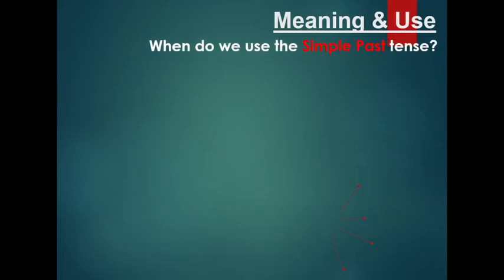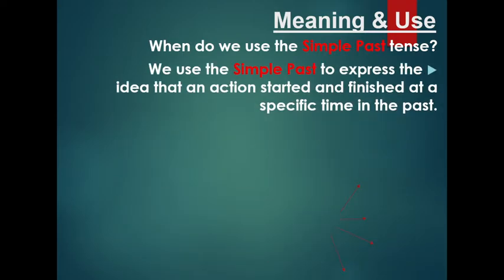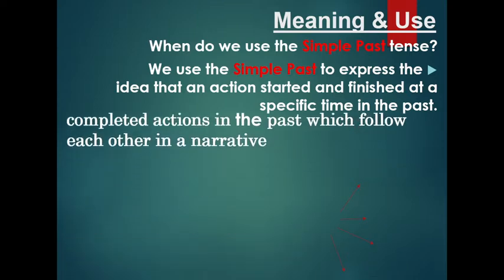When do we use the past simple tense? When do we use it, okay? This is our question. The answer is we use the simple past tense to express the idea that an action started and finished at a specific time in the past, or completed actions in the past which follow each other in a narrative.